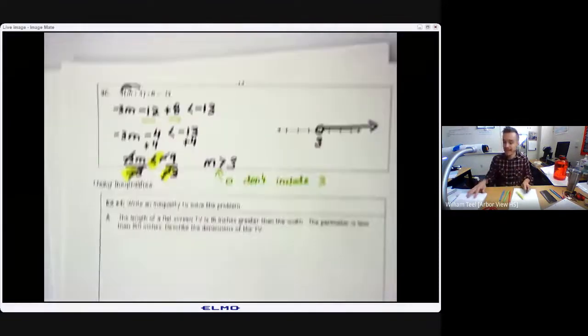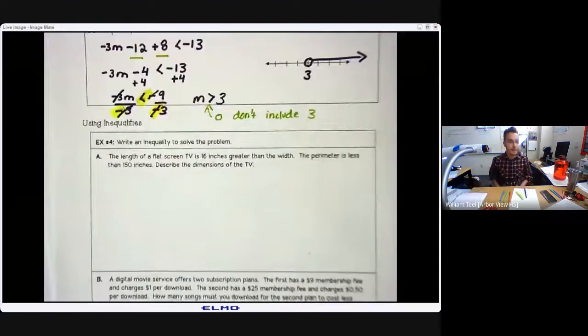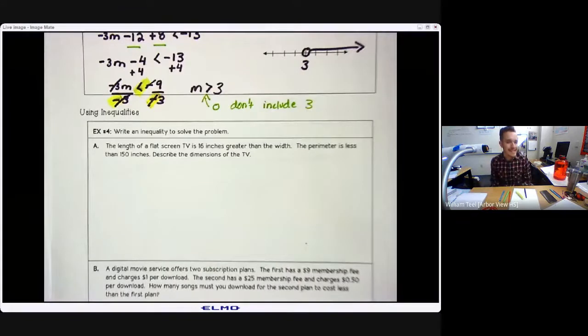All right, let's move down to example number 4. Example number 4, we're going to write an inequality to solve the problem. So part A, the length of a flat screen TV is 16 inches greater than the width. The perimeter is less than 150 inches. We are going to describe the dimensions of the TV.